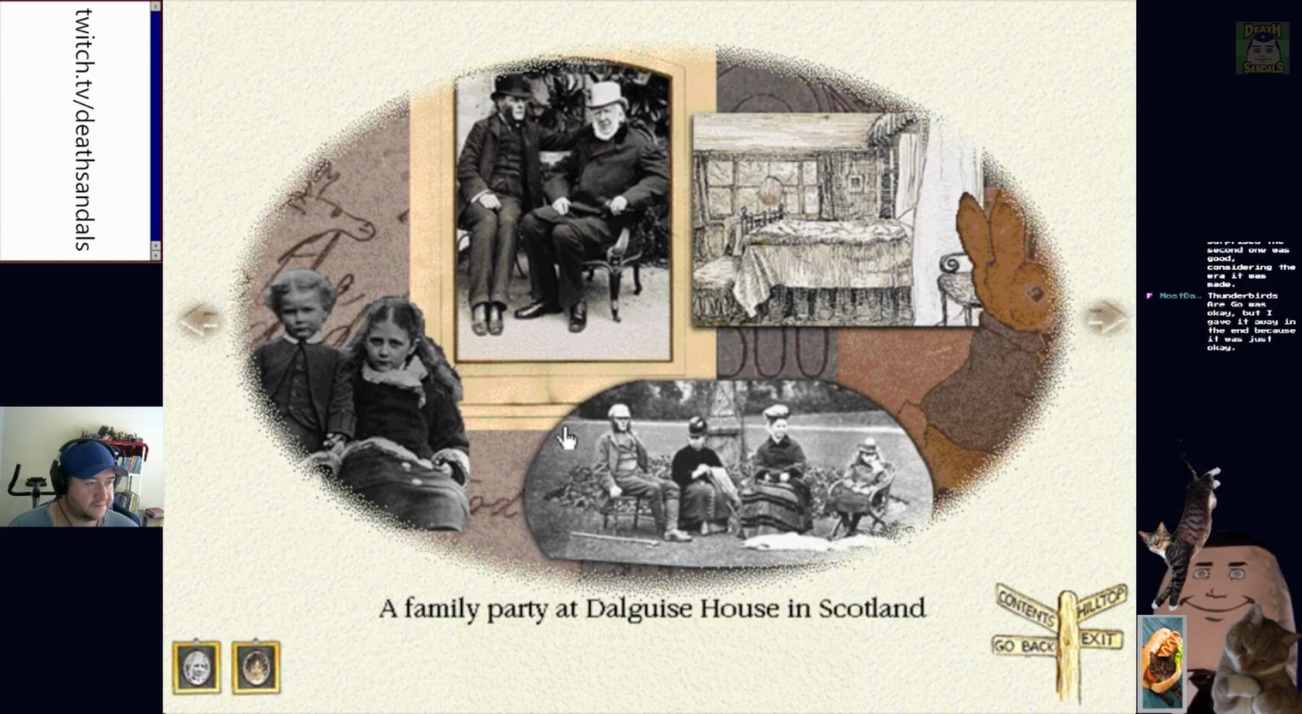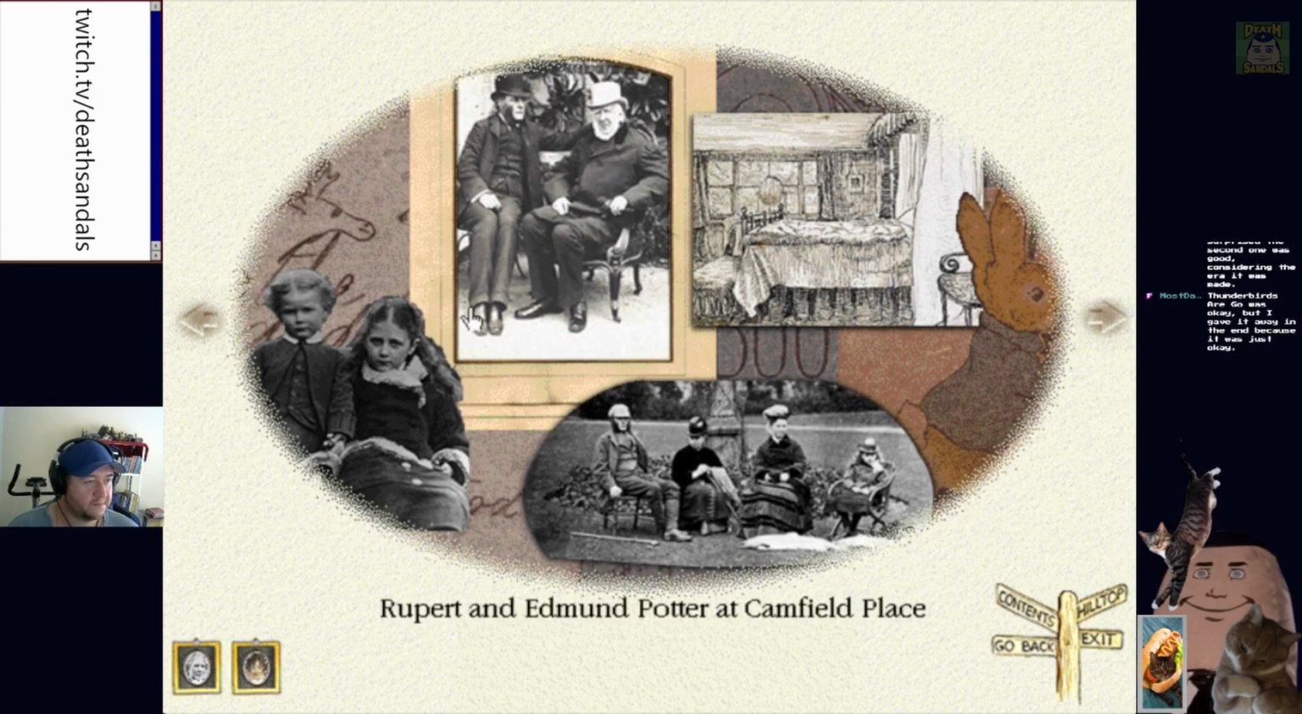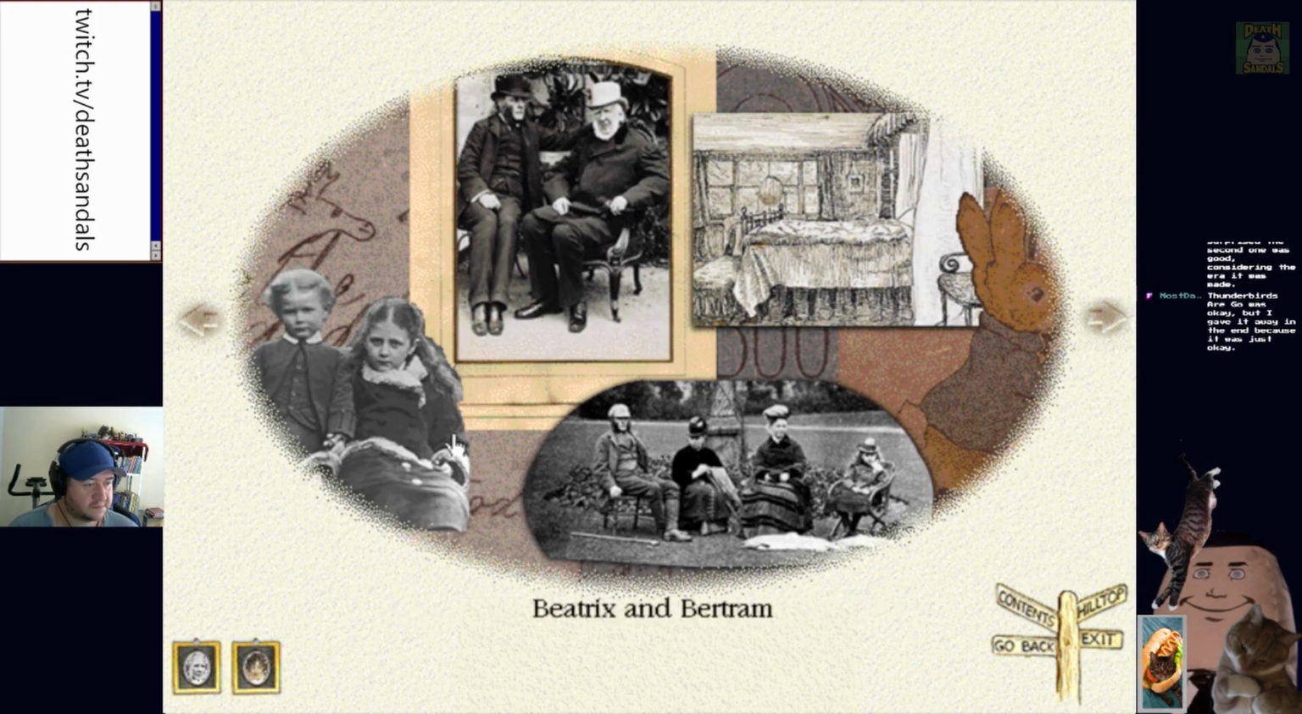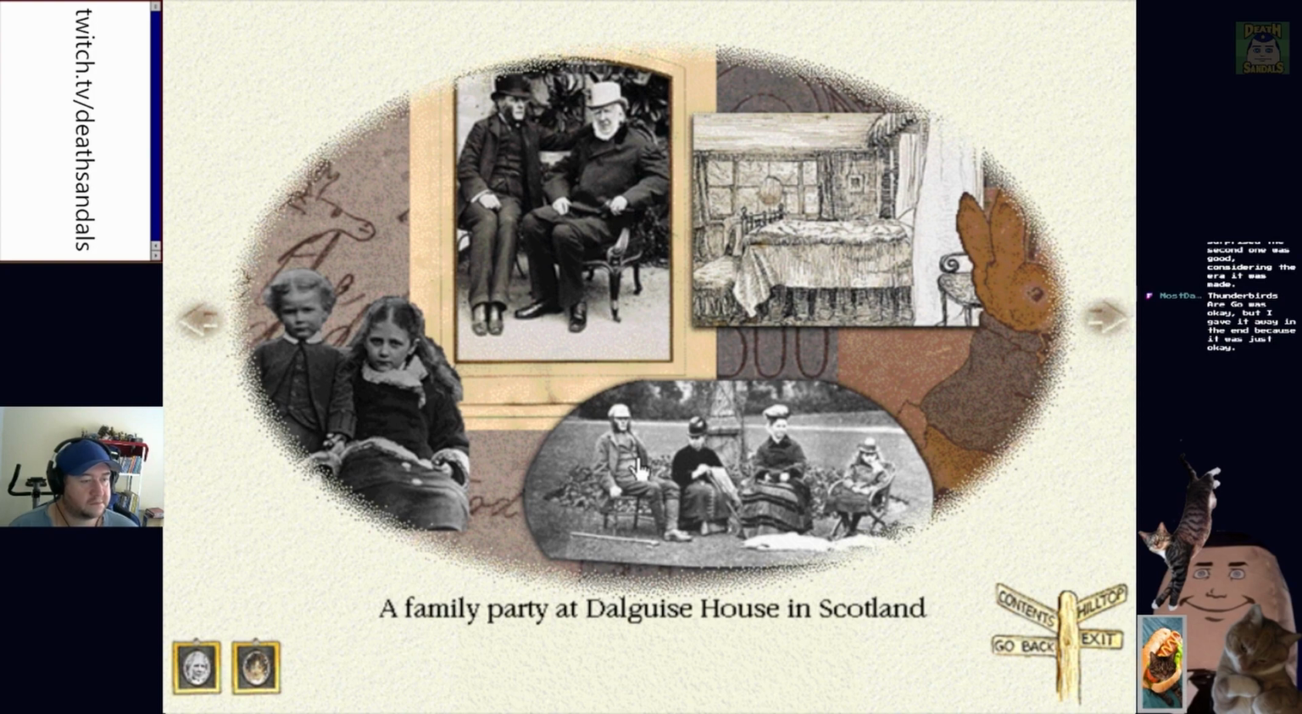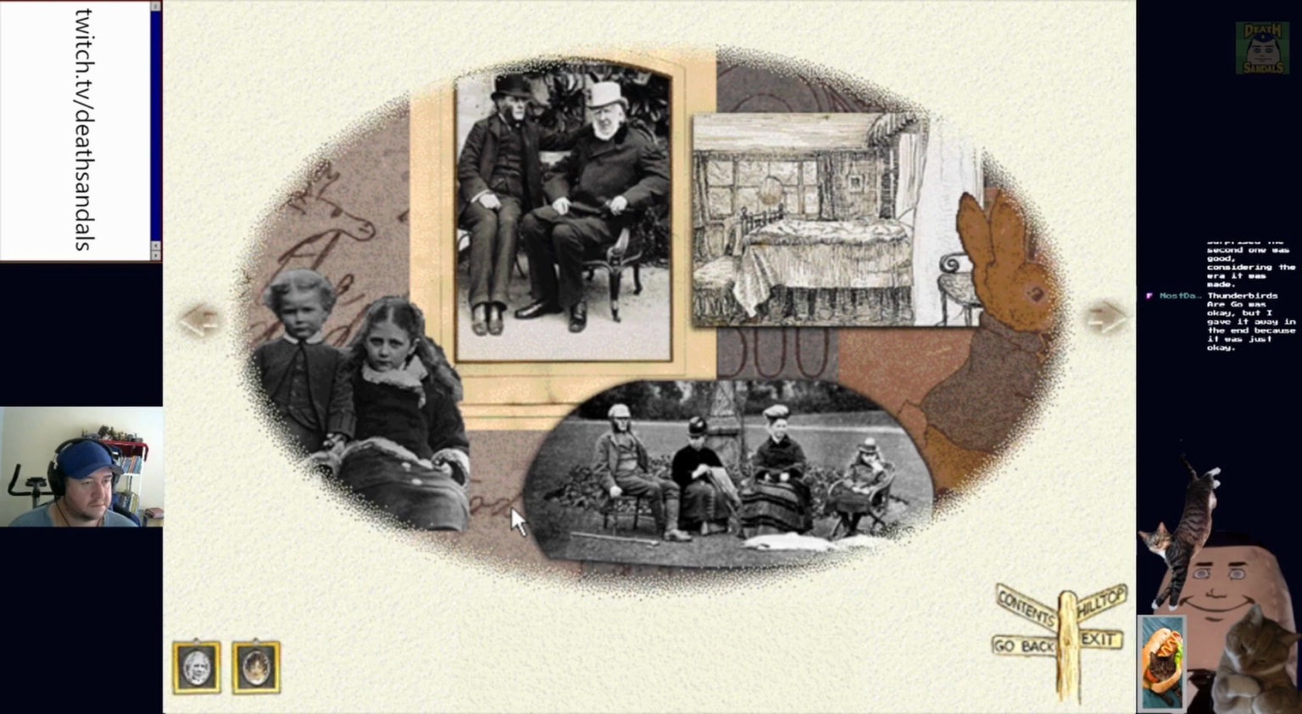Beatrix's grandfather, Edmund Potter, with Rupert, at Campfield Place. Beatrix's grandparents, Edmund and Jessie Potter, lived in a large country house called Campfield Place in Hertfordshire, within easy reach of London. Beatrix was very fond of her grandparents.